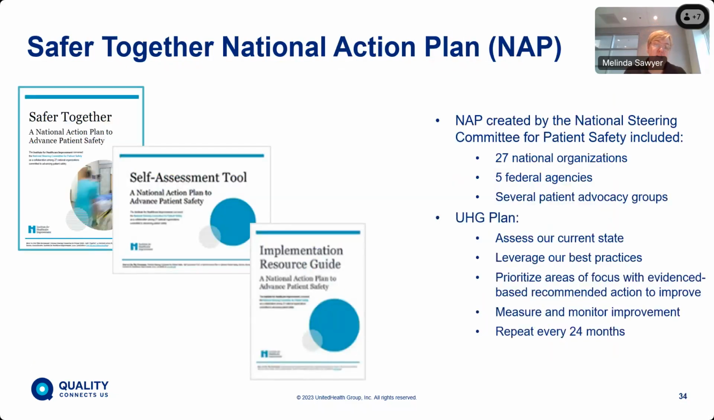So when we were deepening that focus on quality and patient safety, we really didn't need to look any further than the Safer Together National Action Plan because of the collaboration across all of the national organizations, all the federal agencies and patient advocacy groups. We felt very strongly that the work the National Action Plan Safer Together group and the steering committee did to bring those organizations together to come up with these recommendations was a very strong and compelling source of truth, if you will, for the work we needed to do.